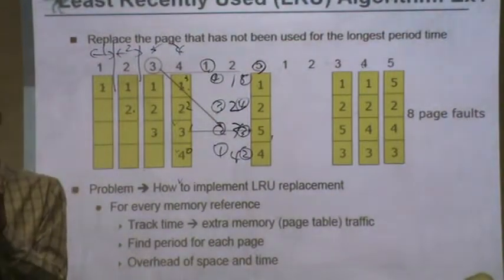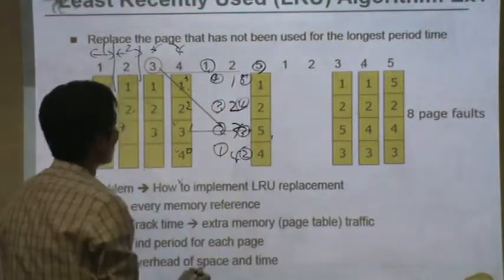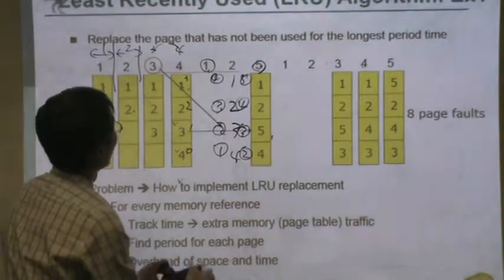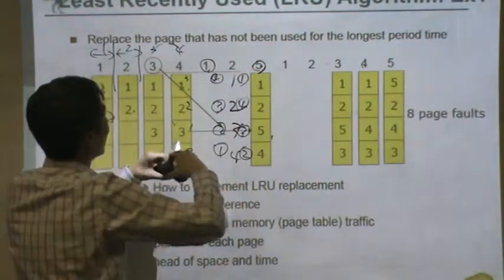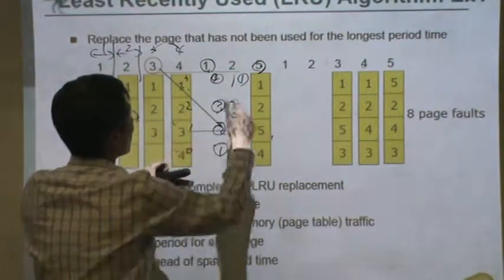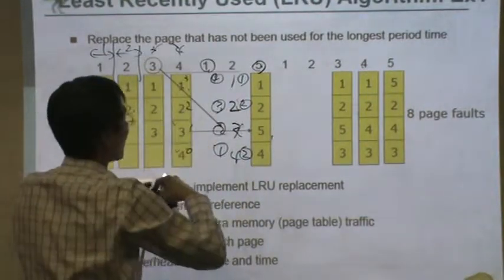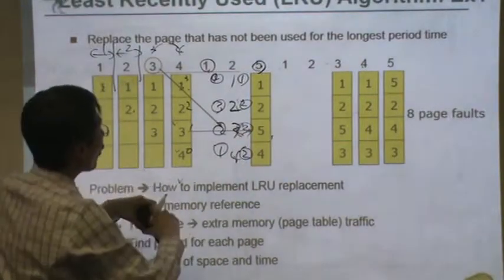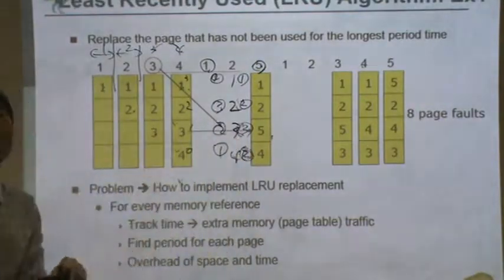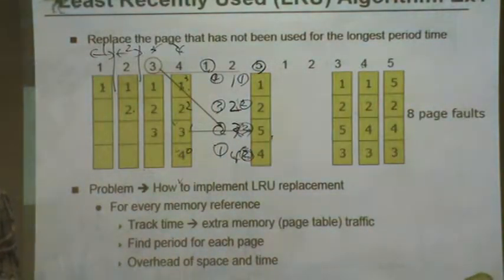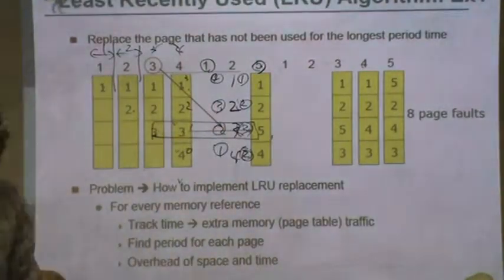But for least recently used, we check when is the last time referenced. Let's see. 1 is referenced just before, it should be 1. 2 is referenced 2 times before. And 3 is referenced 1, 2, 3 times before. 4 is referenced 1, 2 times before. Which one is the oldest one referenced? That is 3. Wait, can you repeat that paragraph, please? Can you repeat the whole paragraph?